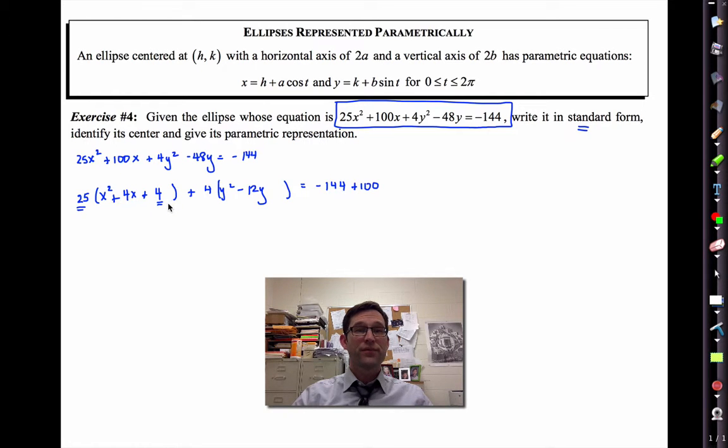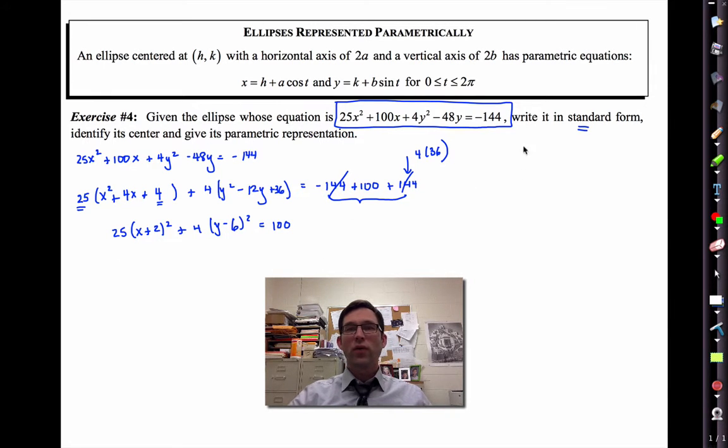Okay. The reason I've added a 100 is I've really added 25 times 4. Likewise, within this parentheses, if I do negative 12 and I divide it by 2 and I square it, I'll add on 36. But over here, I really should be adding on 4 times 36, which is 144. So that's just 4 times 36, in case you're wondering where it came from. So now the beautiful thing is I can write this as 25 times x plus 2 squared. This I can write as 4 times y minus 6 squared. And here, when we tabulate everything up, what we'd end up having is just 100, right? Because these two would cancel.